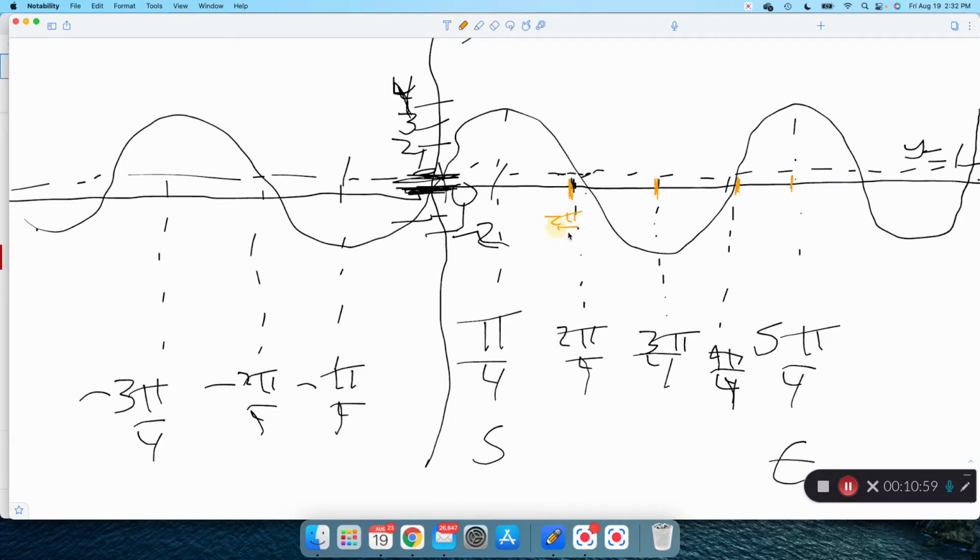So this is 2 pi over 4. 3 pi over 4, 4 pi over 4. I know those are close together, so it's hard to tell, but I'm labeling this spot, not right there. And then this would be negative pi over 4. And then again, I'm labeling here, not right there. Negative 2 pi over 4. Negative 3 pi over 4. And then again, I'm labeling here. Okay, and that's a good place to stop.